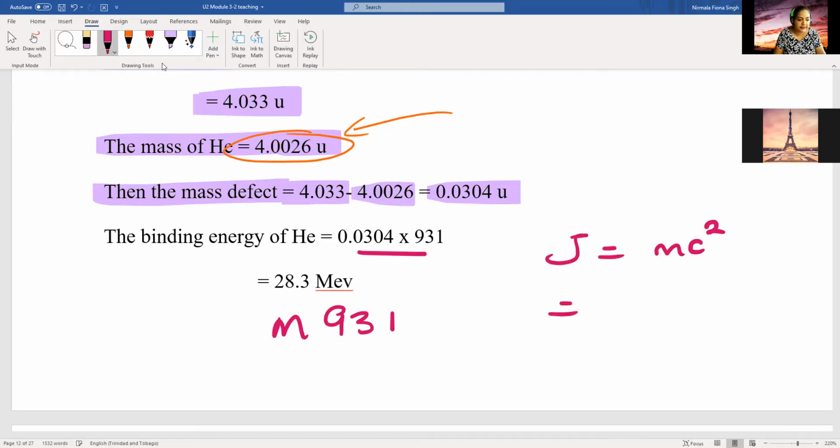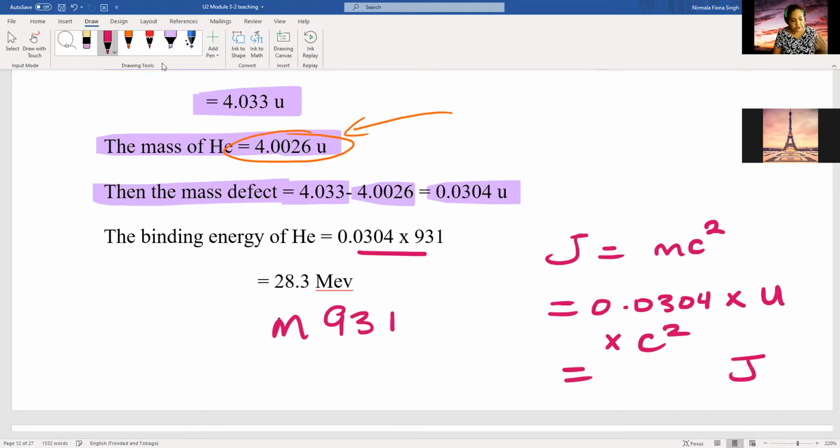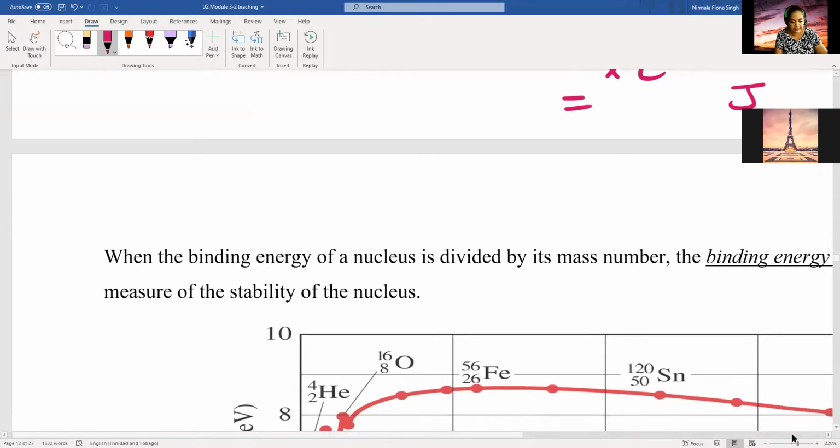Now, if you wanted to work this out in terms of joules, it's just going to be mc squared. So it's going to be 0.0304, and now you're going to have to multiply by the value of u, because remember, u represents a small number, and then you multiply it by c squared, and this is going to be your number in terms of joules. This is mega electron volts, and this one is in joules. So please know how to use both versions, no matter what. So carrying on.